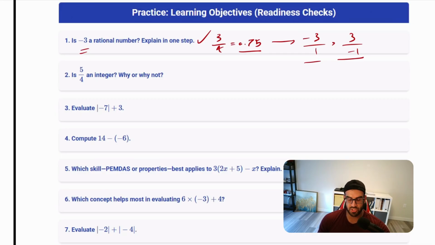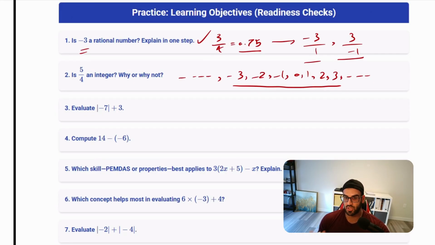Is 5/4 an integer? Why or why not? If you remember, integers start from negative infinity, and go like this: -2, -1, 0, 1, 2, 3, again to positive infinity. So you see that we have whole numbers. There are no decimal points, they are just the number itself. So we cannot say that 5/4 is an integer, because if you divide that number, it would be 1.25, which is not an integer. So this one is a no.